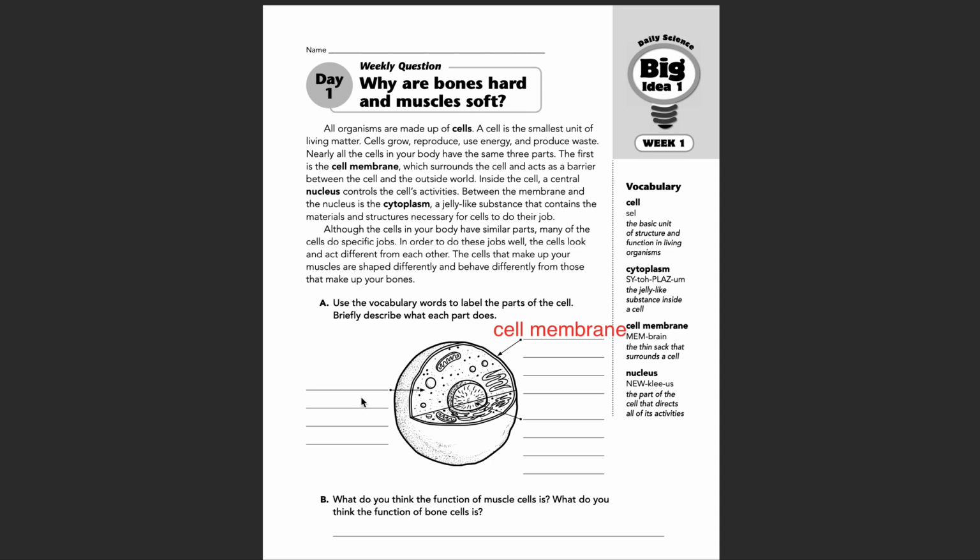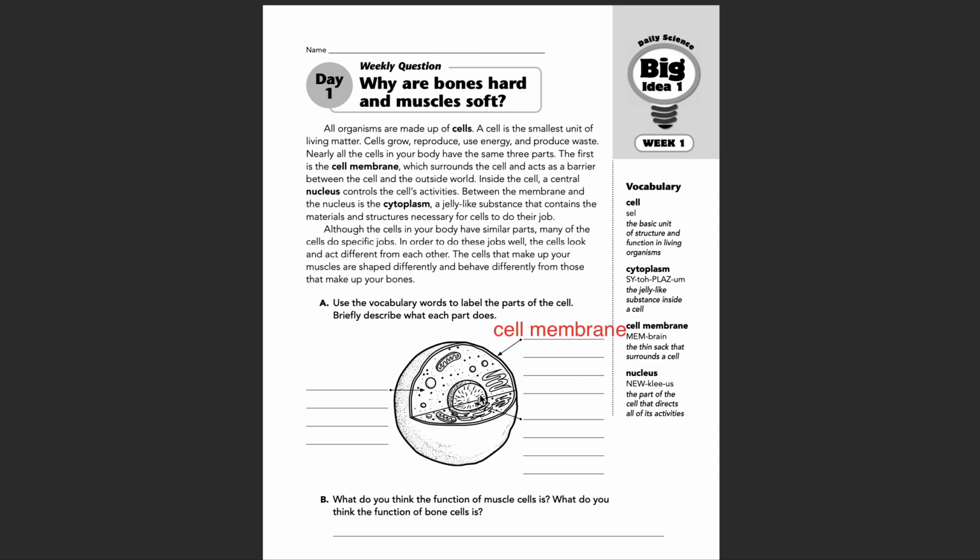And something you could say, you can have a variety of responses. You could say something like it acts as a barrier between the cell and the outside world, or cell and the outside. Something about it being a barrier or shield between the cell and outside.